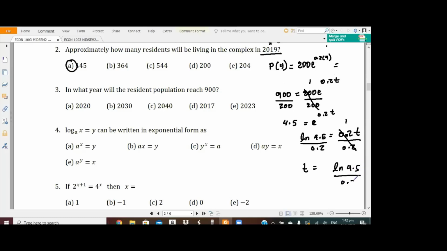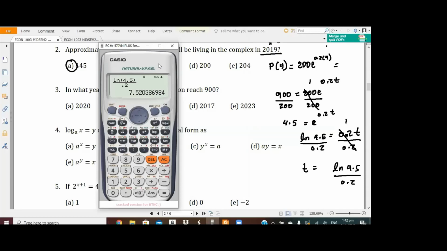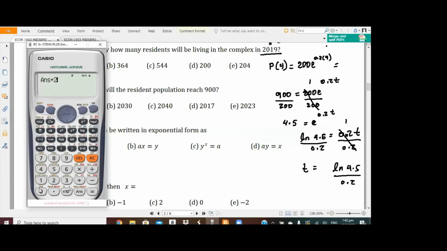over 0.2. Now remember that this is t, and we need to actually find the value of t and then find the corresponding year. So now put that in the calculator: ln of 4.5 divided by 0.2 gives me 7.5 years. So it says, in what year will it reach 900? When we ask ourselves 7.5 years from 2015, let me add 2015 to this now. Our answer will be around 2022.5.